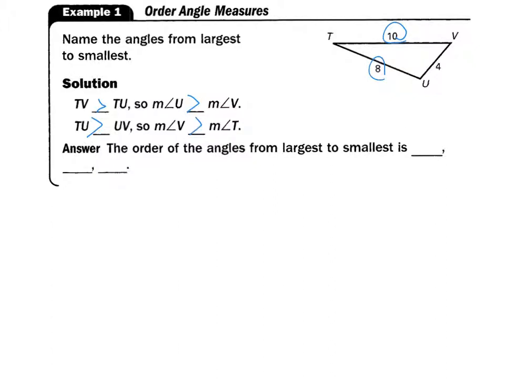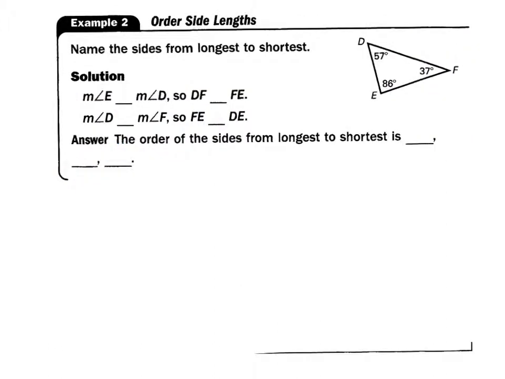So the order of the angles from the largest to the smallest is: the largest would be angle U, which is an obtuse angle, then angle V, and angle T. That's a T. That looks like a 7 there. There we go. Next example.